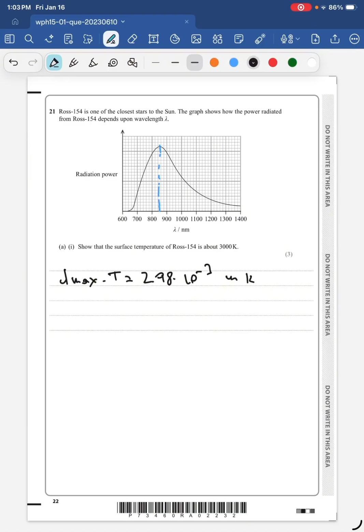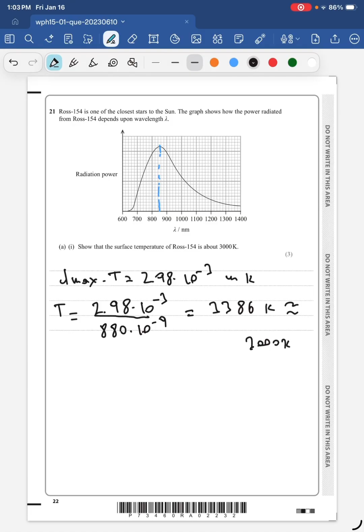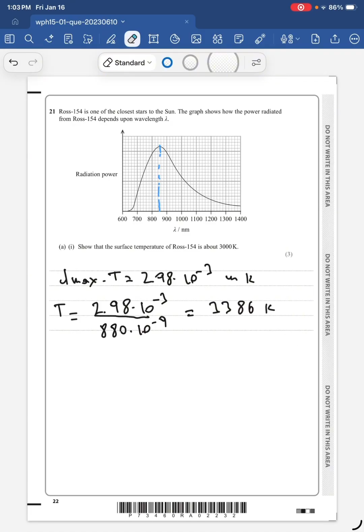So the temperature is 2.98 times 10 to the negative 3 over 880 times 10 to the negative 9. So we get 3386 Kelvin, which we will call 3000 Kelvin. So our answer is close to what they ask. Okay, let's move on.